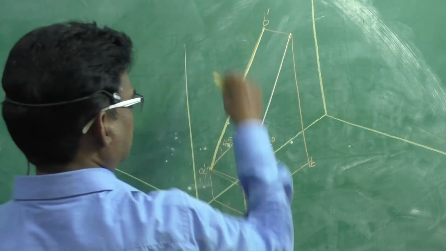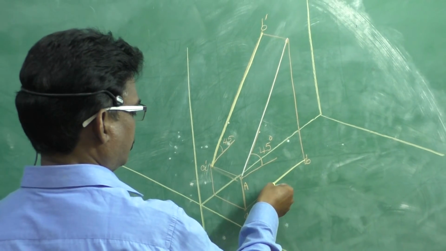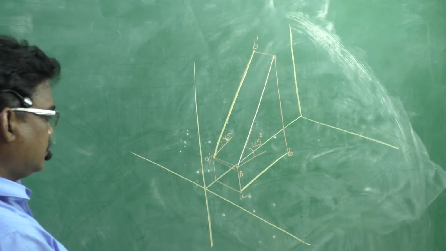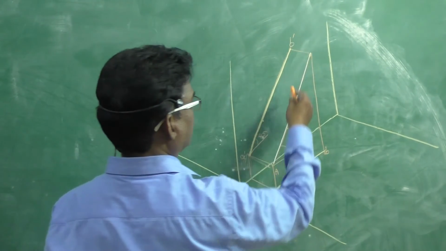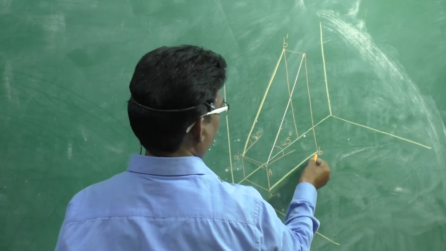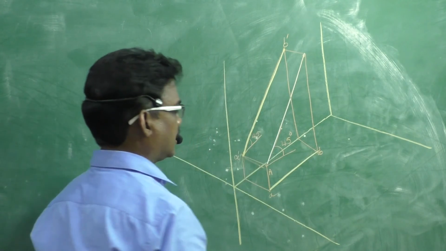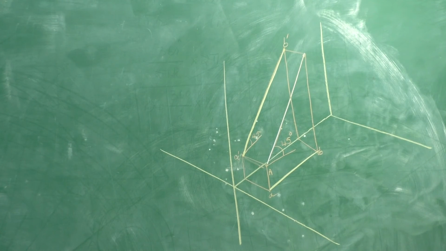Now, if you see the top view, this is the top view, right? And this is the end projector for A, and this is the end projector for B, right? Now we will draw the respective diagram in the drawing sheet.